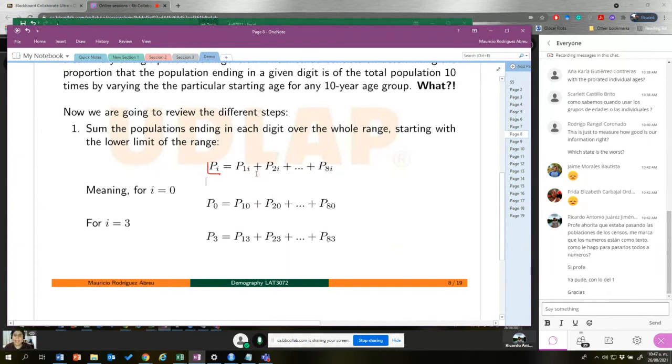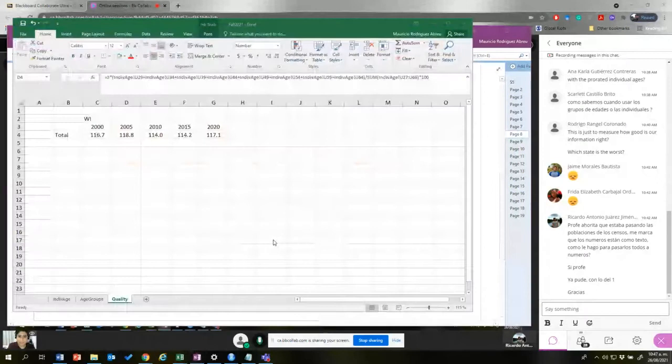Okay, and he says, okay, this is population age. If I equals 0, it would be population age 10, 20, 30, and so on till 80. And then if I equals 3, it would be population 13, 23, 33, 43. So essentially, he's adding population based on the last digit in this age. So let's estimate these things.